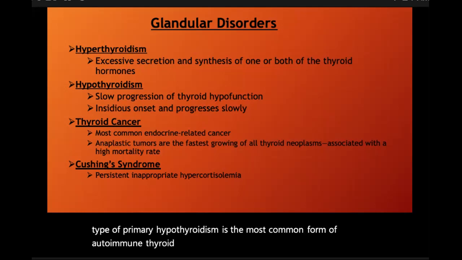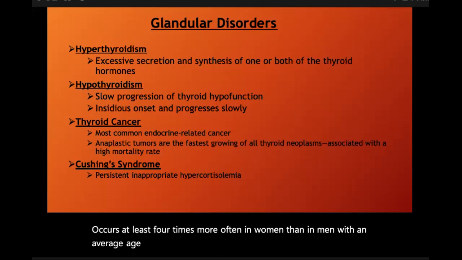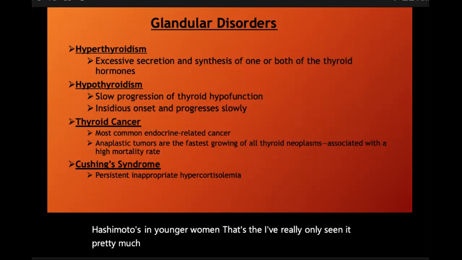This type of hypothyroidism occurs at least 4 times more often in women than in men, with an average age from 30 to 60 years old. Most of the time I see Hashimoto's in younger women. I've really only seen it pretty much in Hashimoto's thyroiditis, 35, 40 years old.